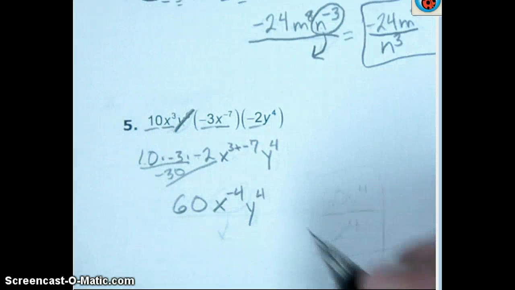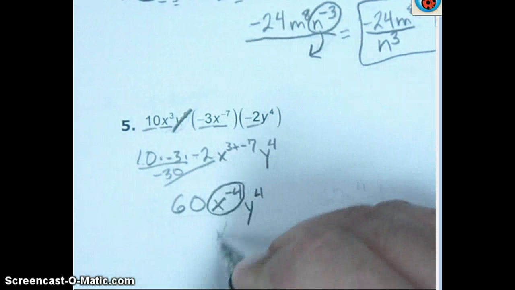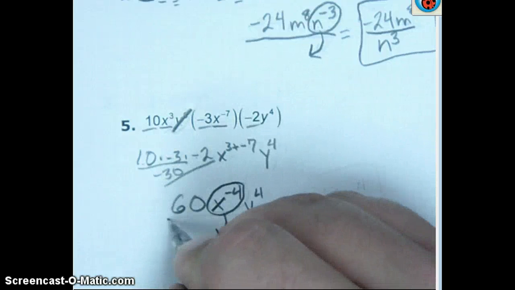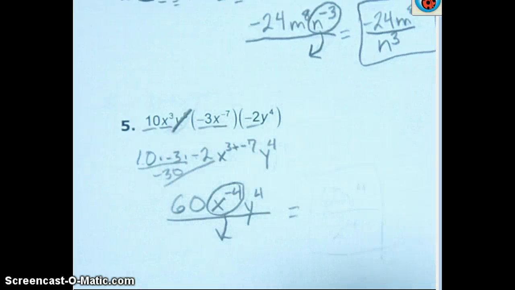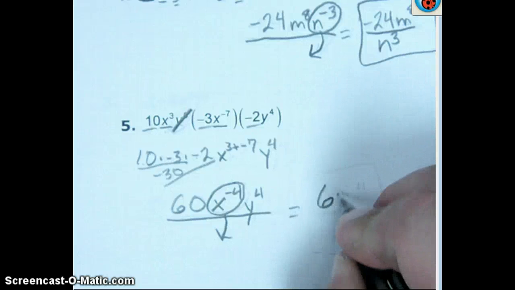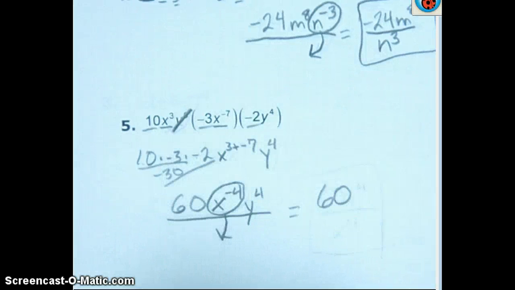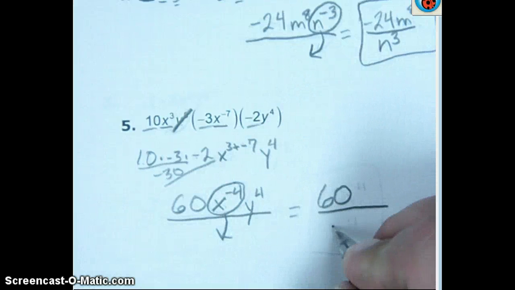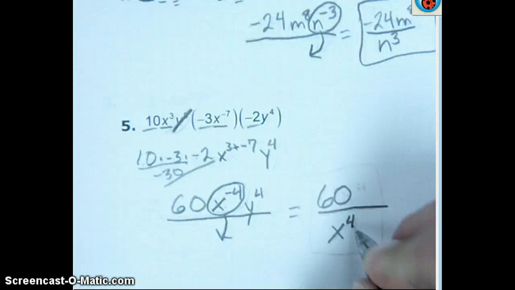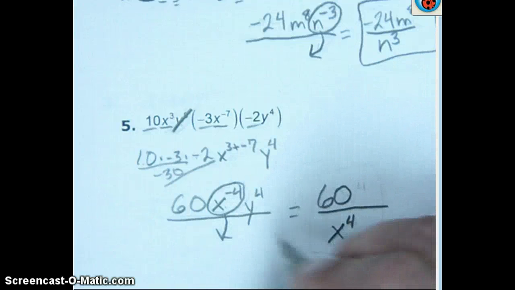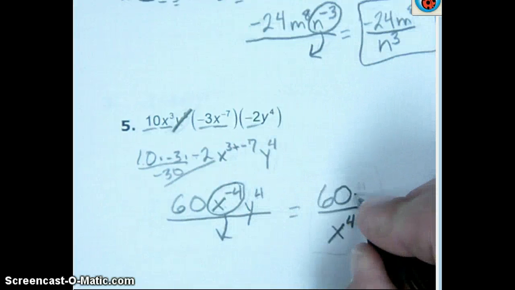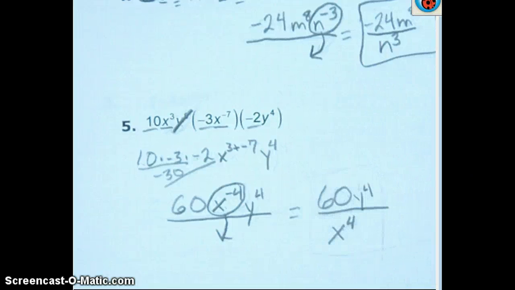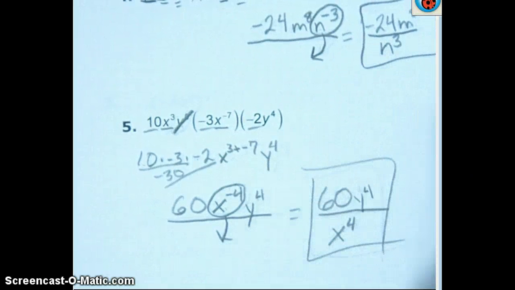But I do notice that I've got a bad kid. Negative exponent. He needs to go down to the basement. So this expression is really going to be 60. He's a coefficient, stays where he is on the fraction. This bad kid needs to go down to the bottom, so x to the 4th. Remember, when you put them down to the basement, you change it to a positive exponent. That's how you change those negative exponents. And then y to the fourth stays where it is. That's your solution. That's your simplified version.